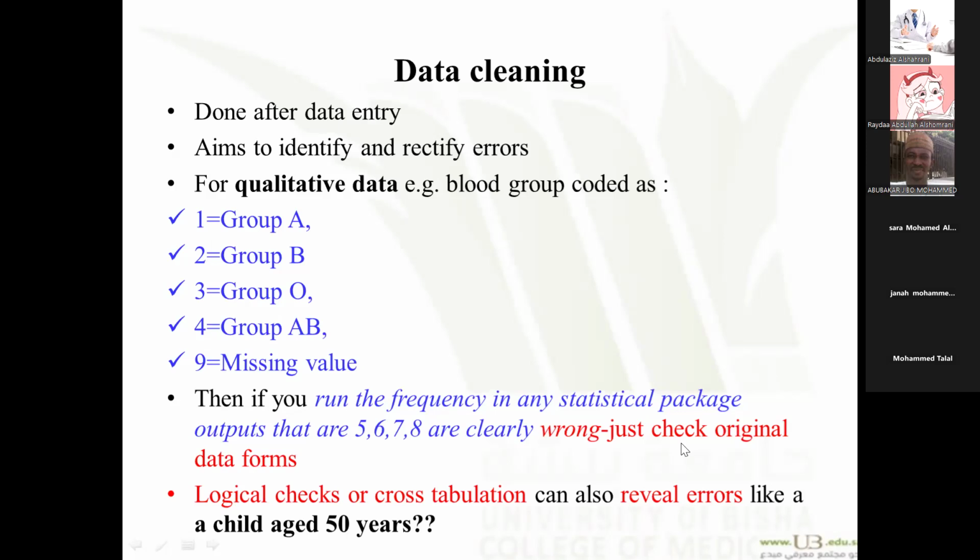For those of you who do not understand it very well, your entry should be between 1, 2, 3, 4, and 9. There should not be 5, 6, 7, and 8. If you have 5, 6, 7, and 8, you know something's wrong.